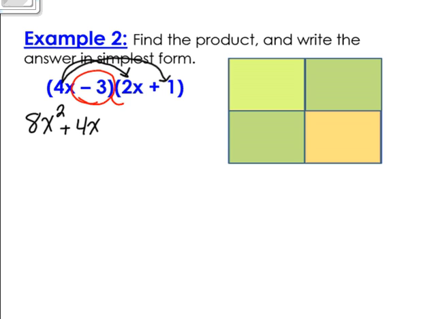The next term, this is where you need to be a little more careful, is a negative 3 that I'm distributing. So negative 3 times 2x is a negative 6x. That minus there makes this a negative 3, so you have to make sure to carry that with it. And then negative 3 times a positive 1 is a negative 3.